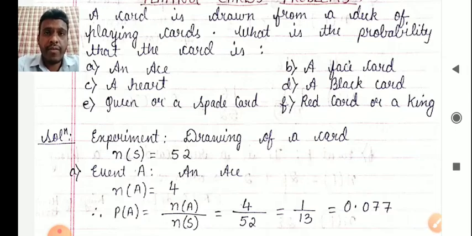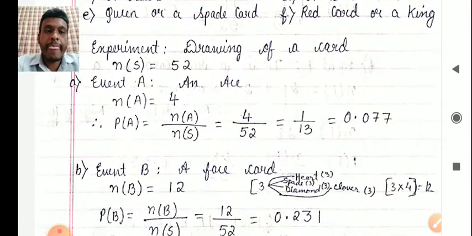So event A was quite easy. Let us go to event B. Event B says that it is a face card. So how many face cards are there? In a previous theory class, I had told you that there are a total of 12 face cards, 3 in each set. That is the jack, the queen, and the king. So 3 face cards in each set, totally 12 face cards are there.